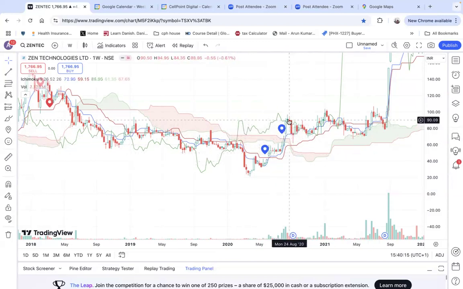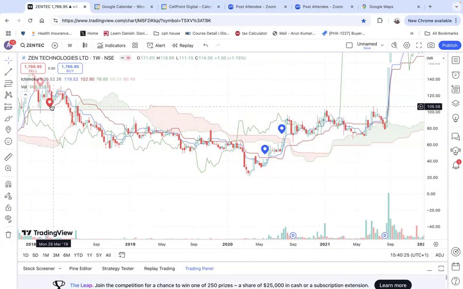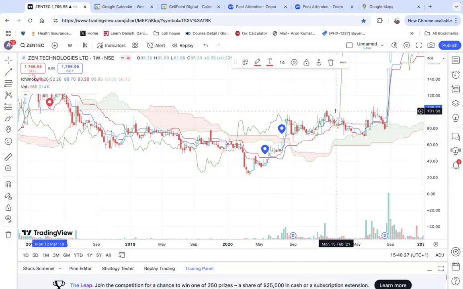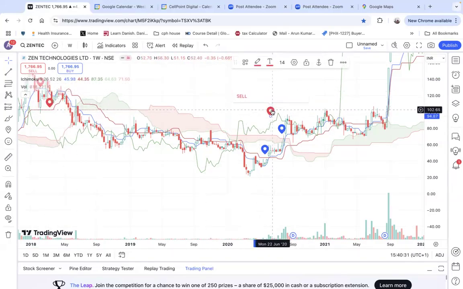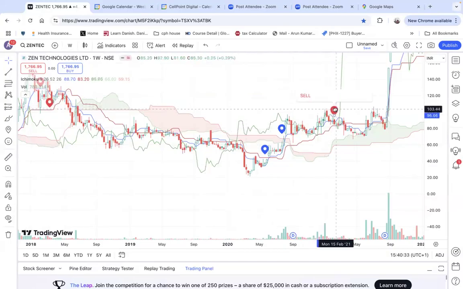So let's follow the graph here. It's still above the cloud. So it is totally bullish. It is above the cloud. And now this is going below the cloud here. So for me, this is a sell signal. So I would have actually sold here in this place. Okay. So I would have sold here.